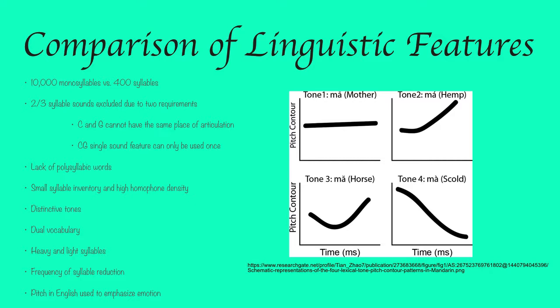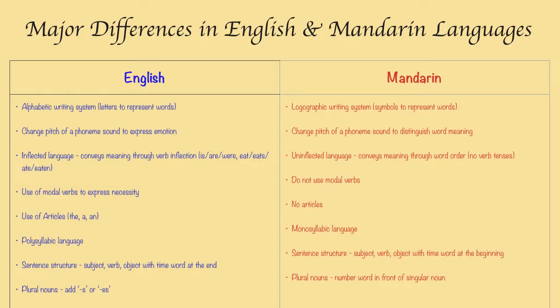In addition to that, it can sometimes be difficult to transition between the two languages because pitch in English is used to emphasize emotion, whereas pitch in Mandarin is used to emphasize or to distinguish a word. There are many differences between the English and Mandarin languages, therefore resulting in many difficulties for Mandarin English language learners.